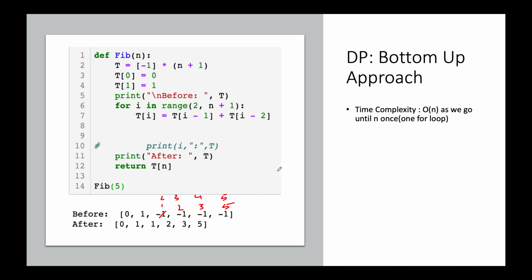Time complexity is O of n as we go until n just once. We have only one for loop. Space complexity is O of n because we are using the array to store the values. You can see that we are only making use of the last two values. So there is one more improvement that can be made to this program. What if we use just two variables and we can improve the space complexity to constant?